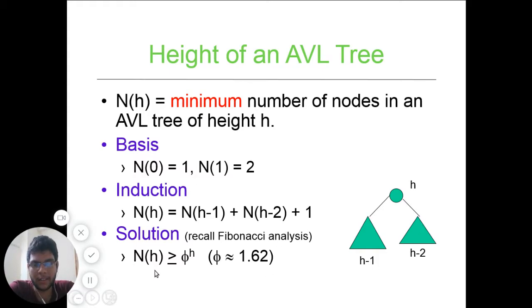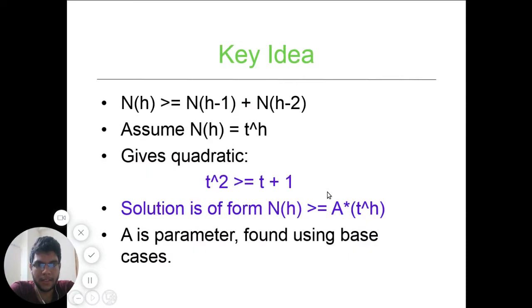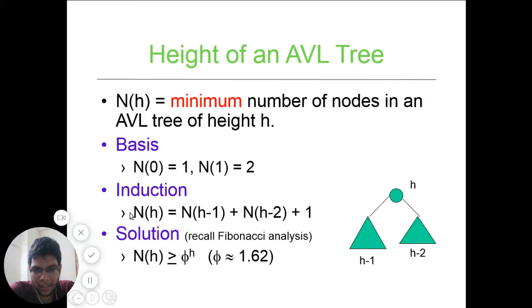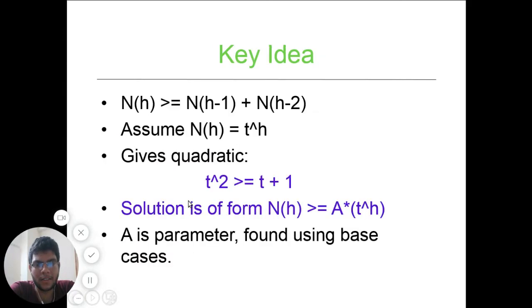The solution to such a recurrence is that n of h is greater than or equal to phi to the power h, where phi is equal to 1.62. Let's see how it comes. The key idea is, from the previous slide we saw that this was the recurrence. If we remove this plus 1 to make the recurrence simple, we see that n of h is greater than or equal to n of h minus 1 plus n of h minus 2. If we assume that n of h is of the form t to the power h and substitute back in this recurrence, we get t squared is greater than or equal to t plus 1.